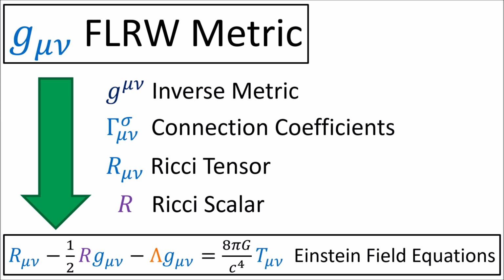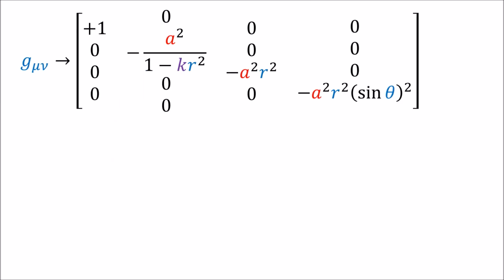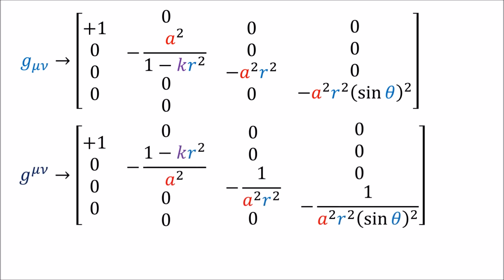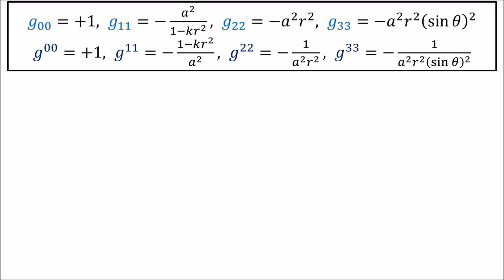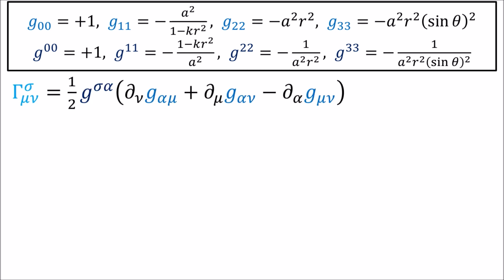So let's start by calculating the inverse metric for the FLRW metric. Getting the inverse metric is easy since the inverse of a diagonal metric involves just taking the reciprocal of all the diagonal elements. So given the components of the metric and the inverse metric, let's compute all the connection coefficients.